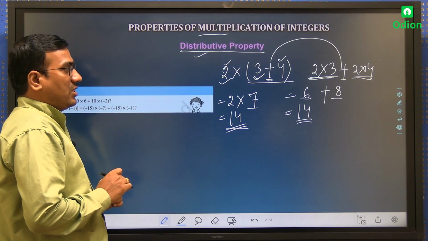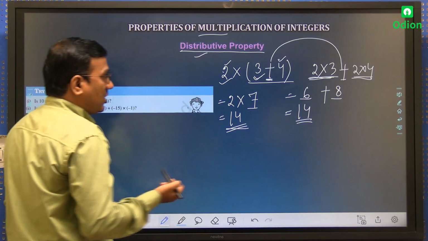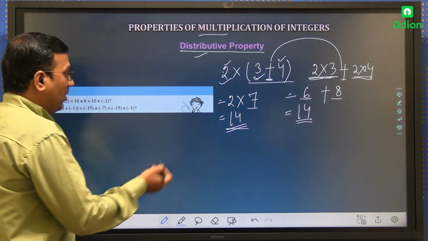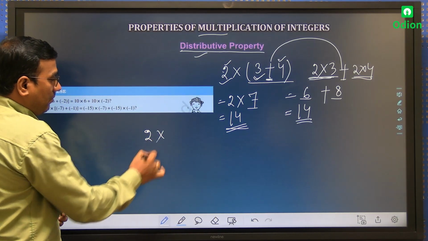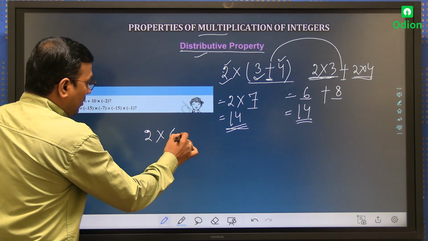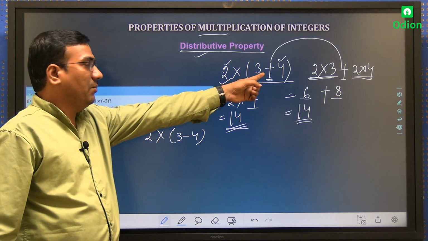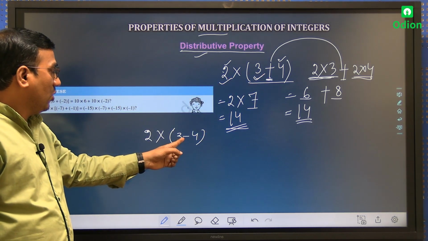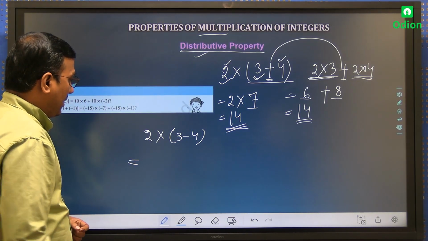Okay, if I change this symbol, I am going to write another example for your better understanding. 2 multiplied with 3 minus 4. In this example, instead of plus symbol, I am going to take negative symbol. What will be the answer?